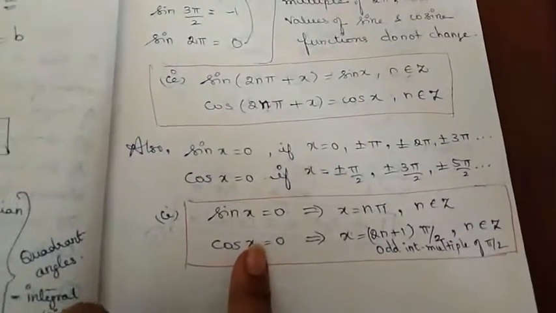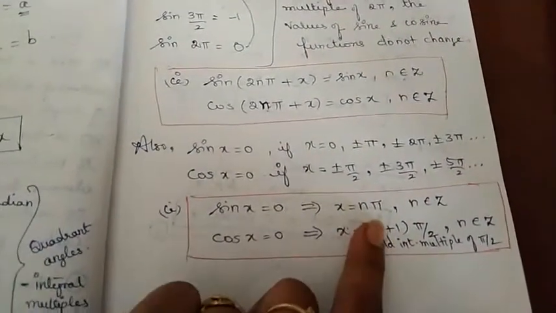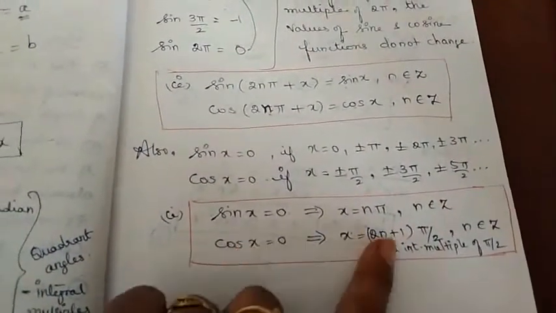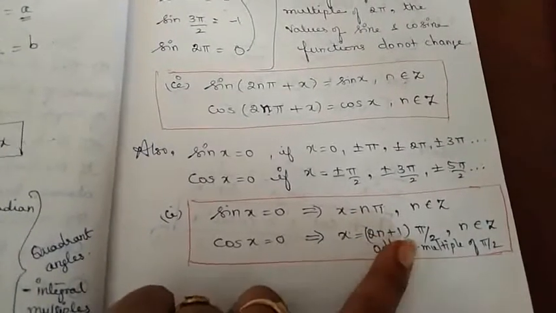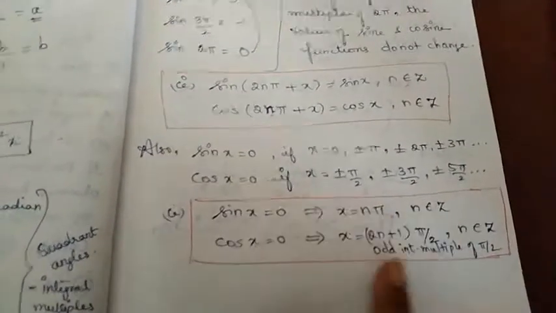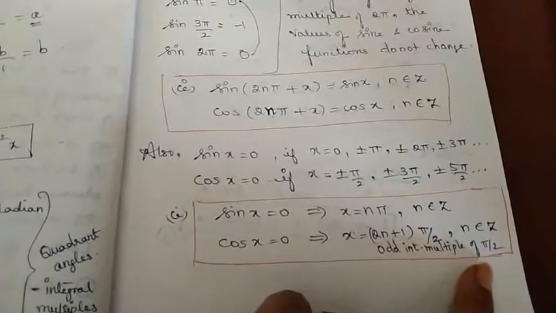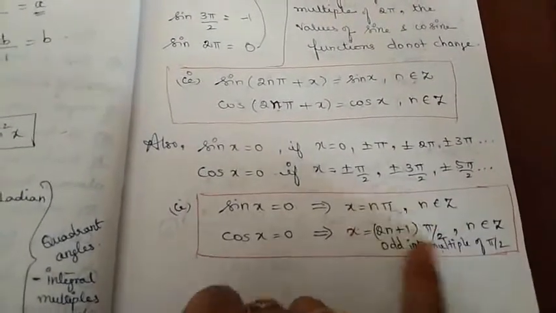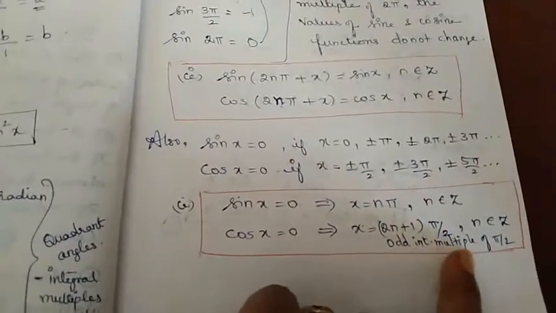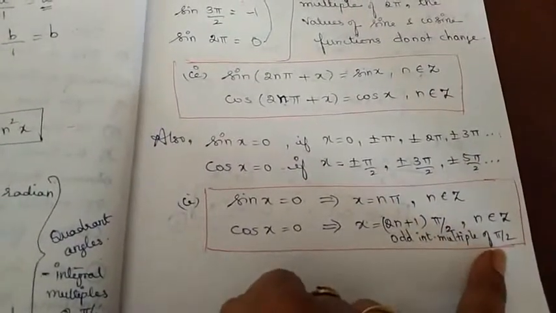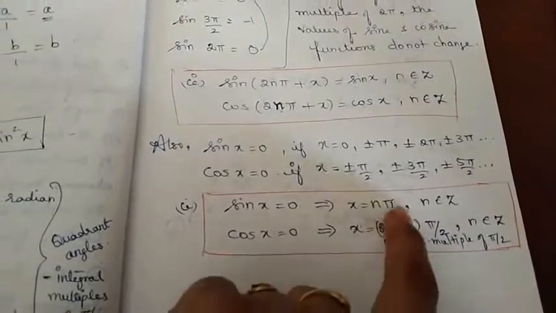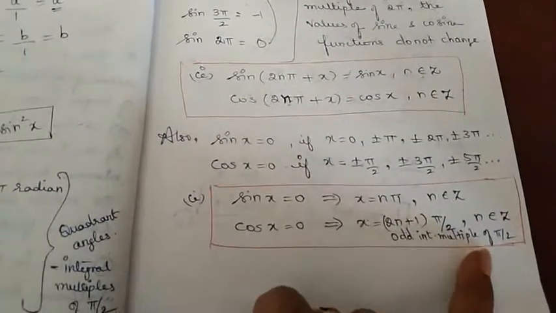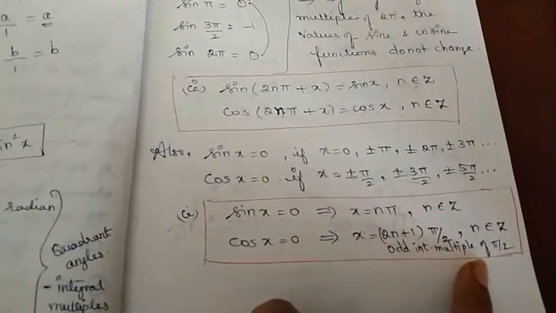So in general you can give sin x is 0 for x equal to n pi, whereas cos x is 0 for x equal to (2n plus 1) pi by 2, an odd integral multiple of pi by 2, where n belongs to Z. In general you can say, only for odd integral multiples of pi by 2, cos value becomes 0, because 2n plus 1 is nothing but an odd integer, times pi by 2.